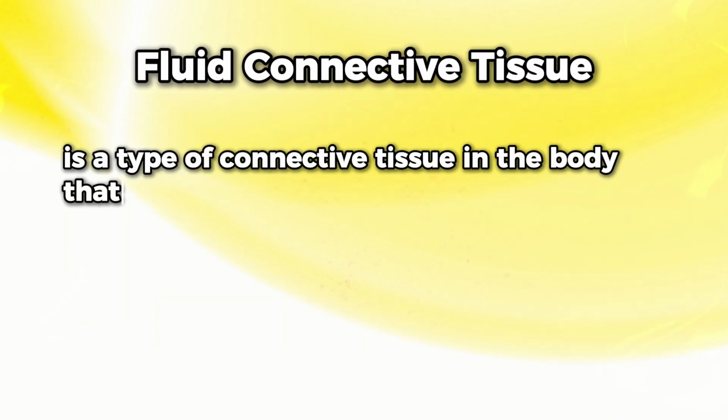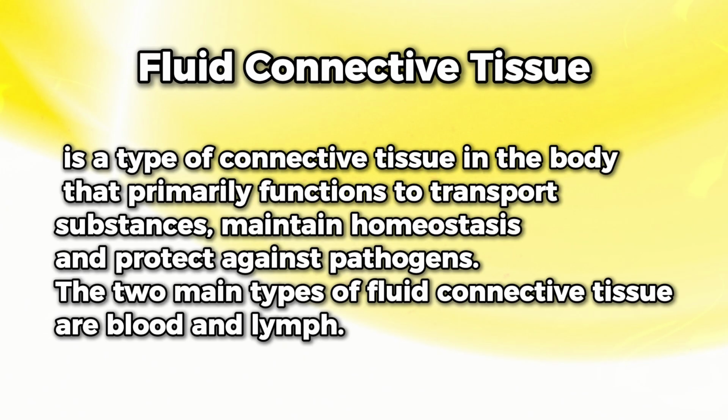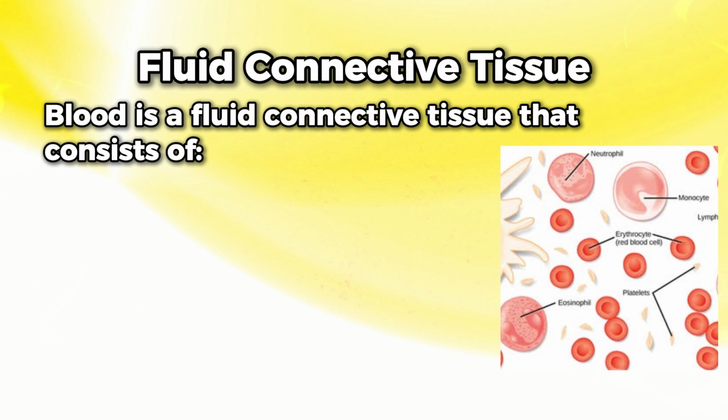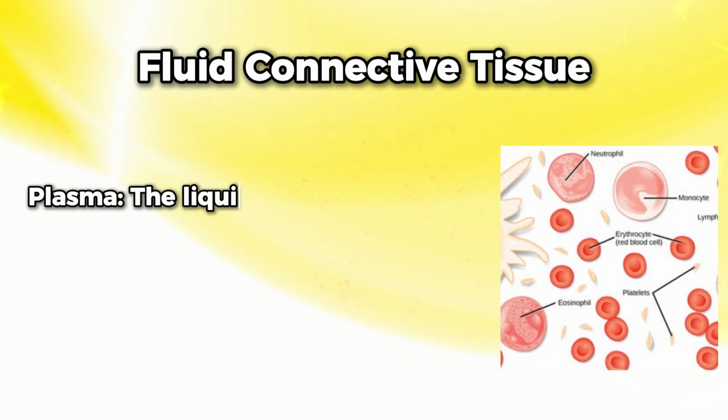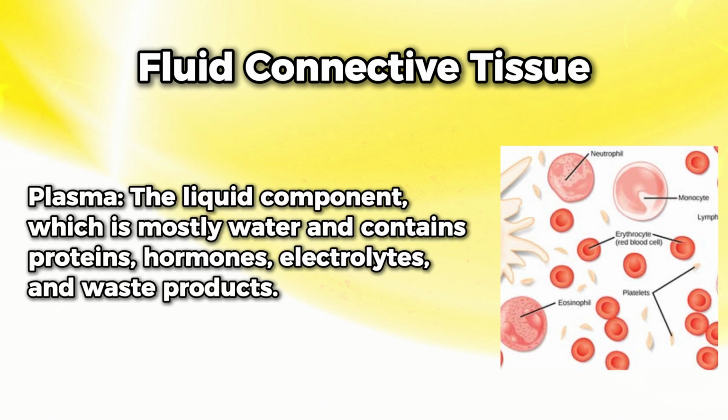Fluid connective tissue is a type of connective tissue in the body that primarily functions to transport substances, maintain homeostasis, and protect against pathogens. The two main types of fluid connective tissue are blood and lymph. Blood is a fluid connective tissue that consists of plasma, the liquid component, which is mostly water and contains proteins, hormones, electrolytes, and waste products.